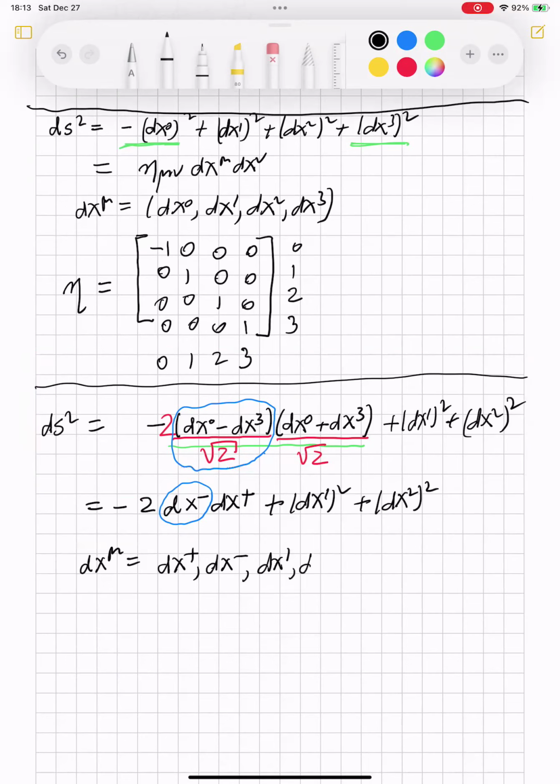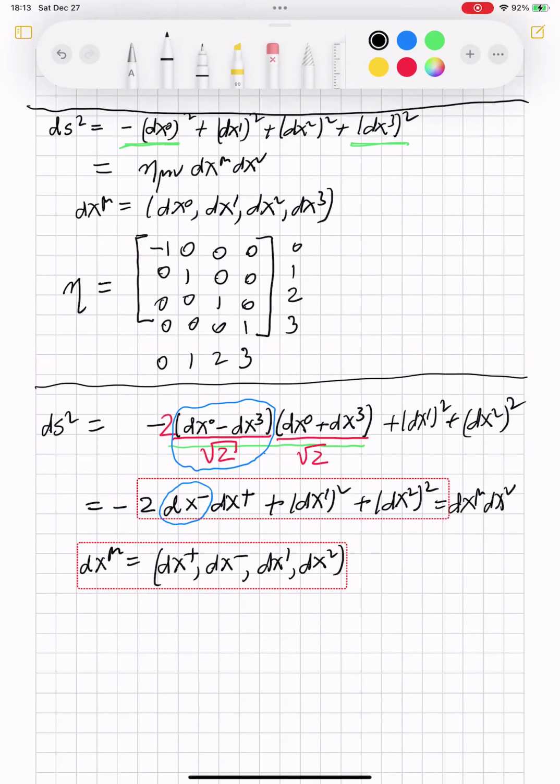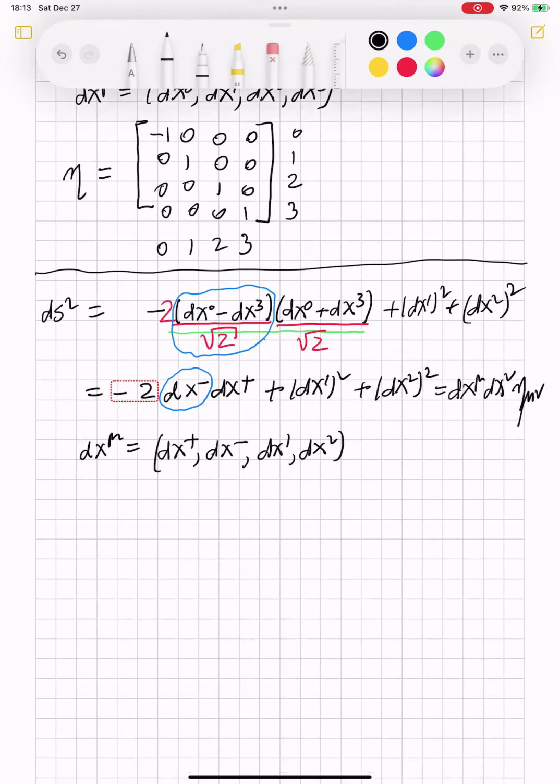dx1, dx2, and ds squared, as usual, will be dx mu dx nu times by eta mu nu. And we can now read off what eta mu nu is in light cone coordinates. So eta will be the following. And this is something that I want you to check. Just make sure that you agree with this. So it's off diagonal. There's a minus 1 here, a minus 1 here, and a naught.